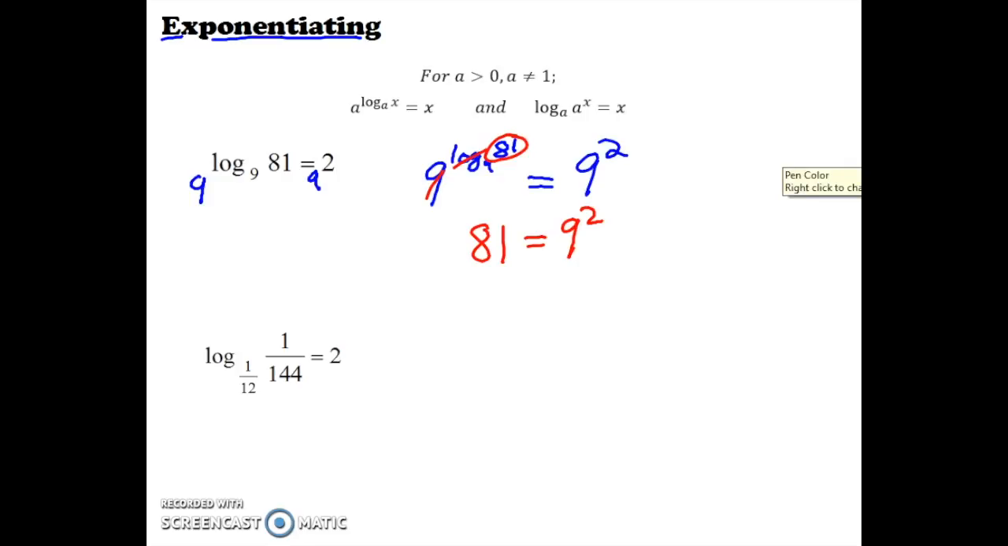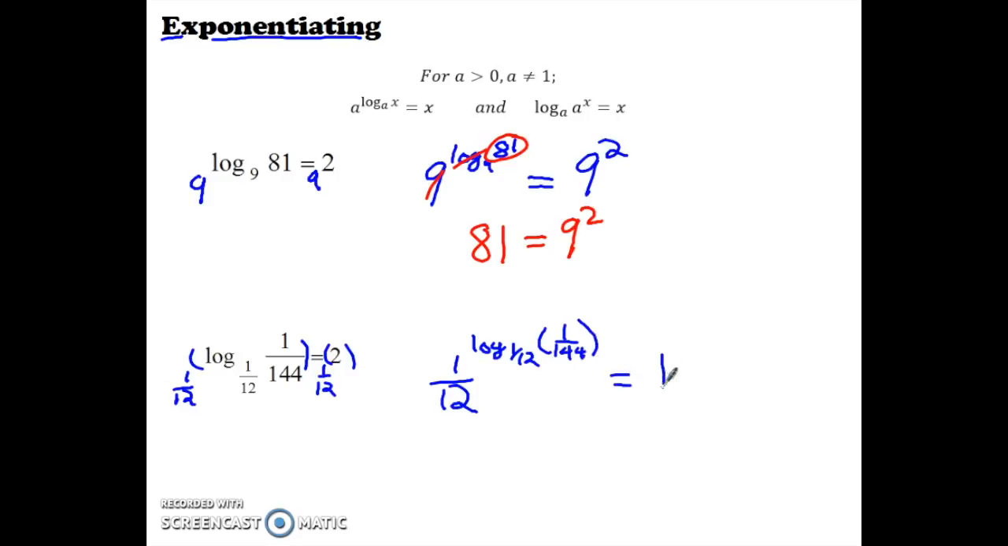We have log base 1/12. Since the log has a base of 1/12, the exponent has to have a base of 1/12. So I'm going to raise both sides. I'm going to have 1/12 raised to this power and 1/12 raised to the 2nd power. Okay? So again, I'm just going to write this out so we can visually see it. 1/12 raised to the log base 1/12 of 1 over 144 is equal to 1/12 raised to the 2nd power.